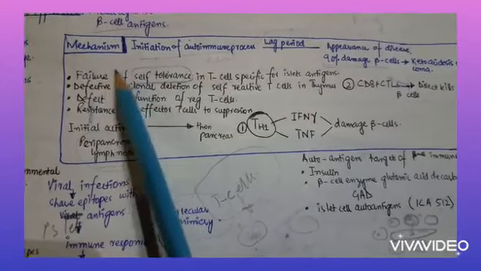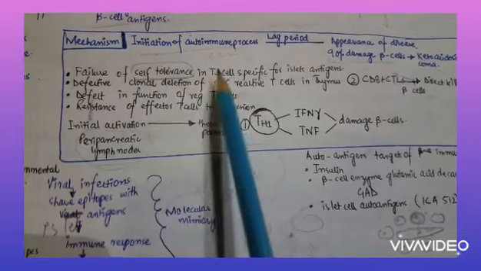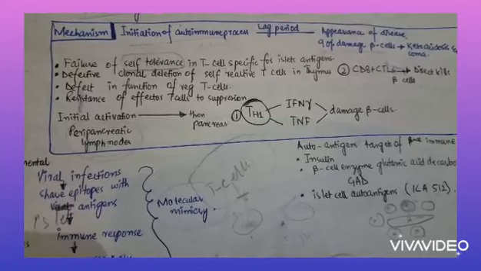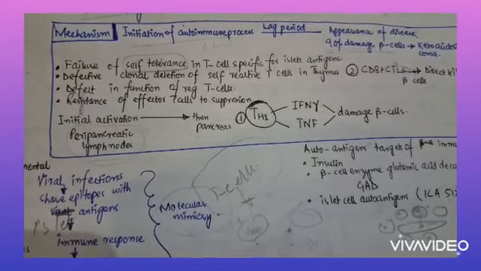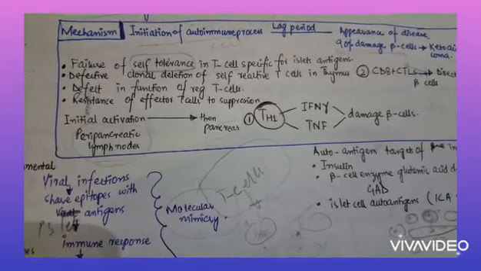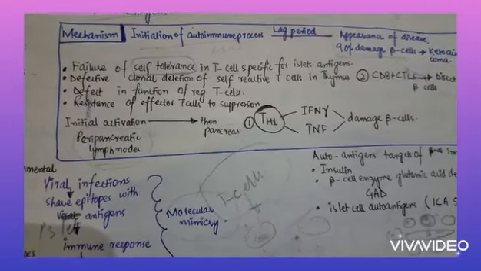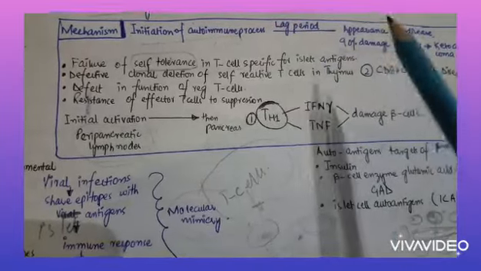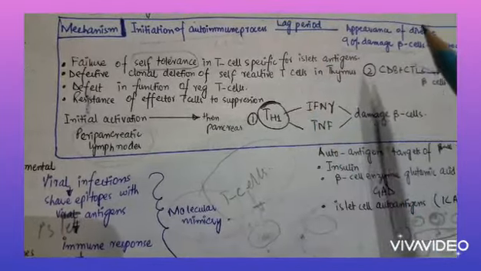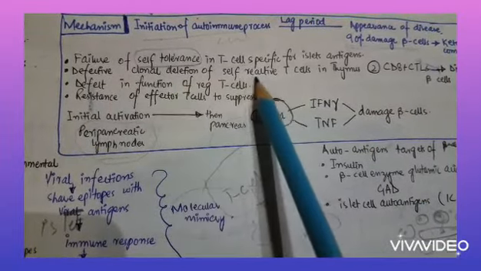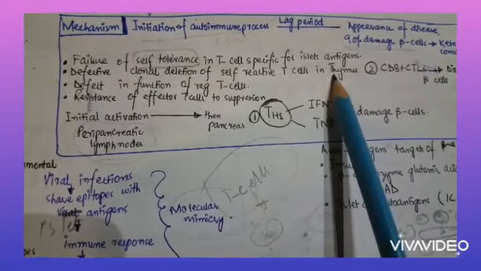The number one mechanism is the failure of self-tolerance in the T cells specific for the islet antigens. When the T cells are developing in the thymus, they should develop self-tolerance towards the body antigens. If they fail to develop self-tolerance, then they will kill the self-antigens, which results in an autoimmune process. Defective clonal deletion of the self-reactive T cells in the thymus.